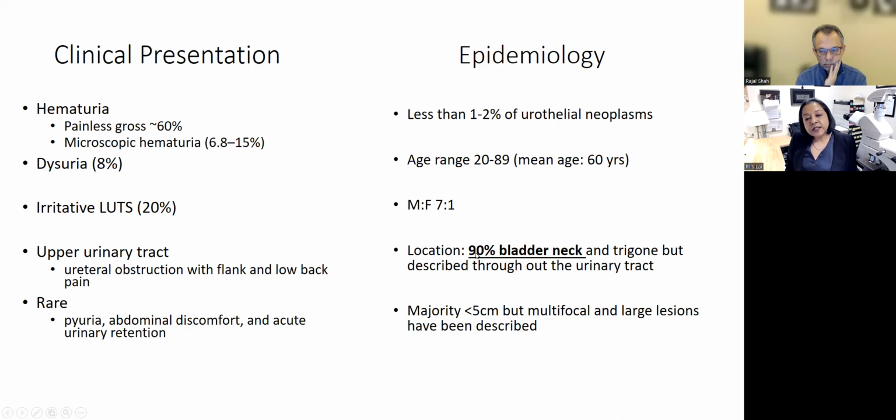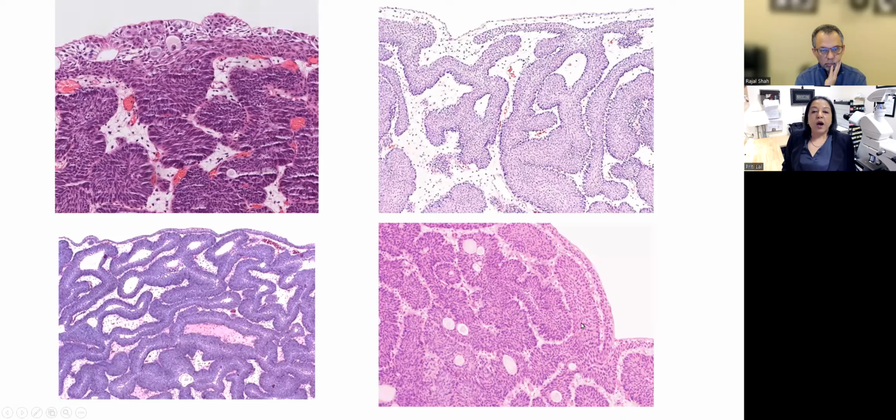Interestingly, majority of these lesions are located at the bladder neck, but they can be seen anywhere else in the urinary tract. Majority of them are unifocal, but a subset can be multifocal. As I go through these slides, I will keep showing you some histologic features for each slide. So the name inverted urothelial papilloma says all the features that you are supposed to look for in its name.